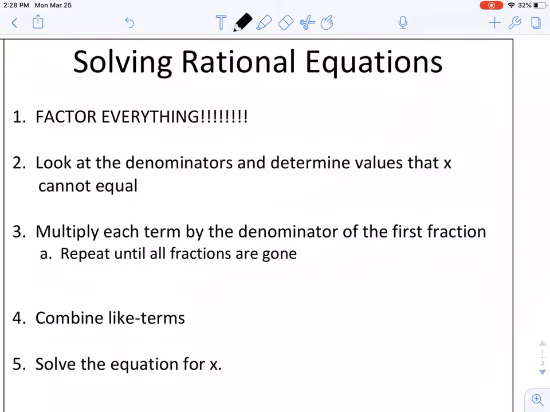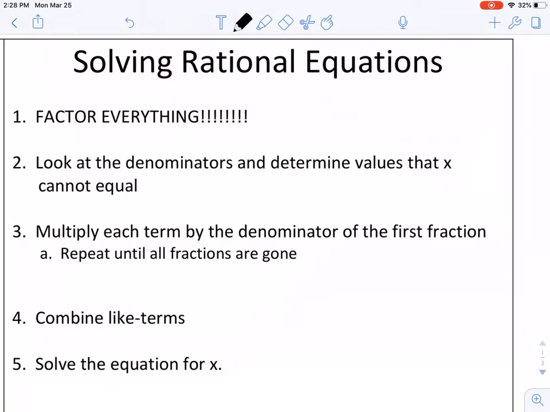Two, look at the denominators and determine the values that x cannot equal. Because again, remember, you cannot have 0 in the denominator. So if you find the value of x that makes the denominator 0, x can't equal that because it's not allowed.